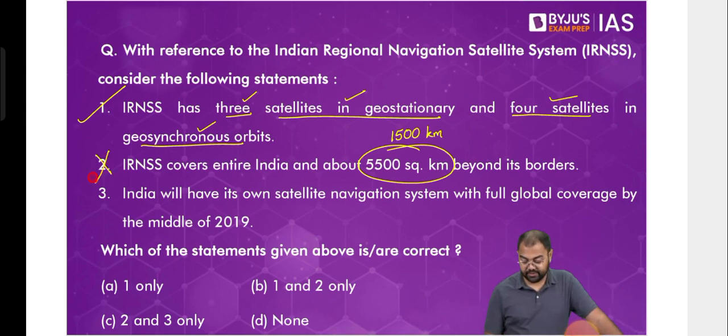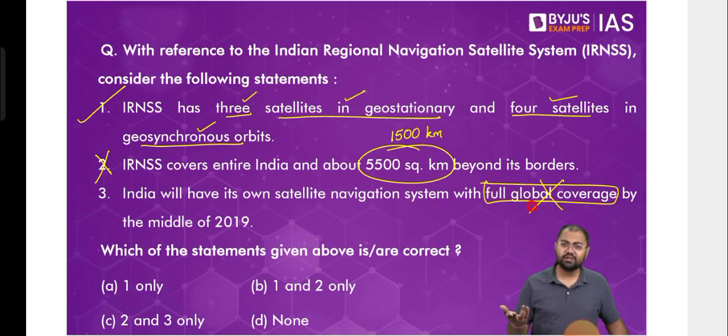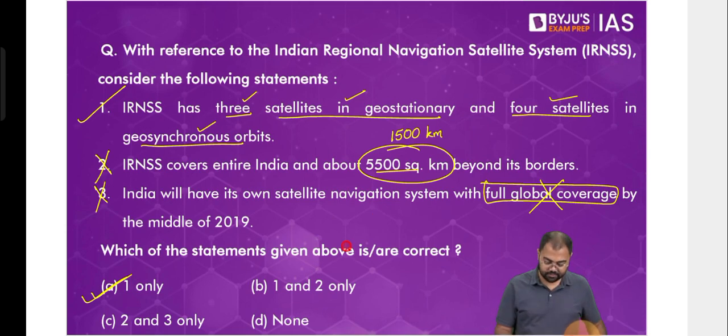India will have its own satellite navigation system with full global coverage by the middle of 2019. It's an Indian Regional Navigation Satellite System. We are not doing full global coverage. It covers India and 1,500 kilometers beyond Indian borders. So full global coverage is not even a factor. And the middle of 2019 has already gone 4 years back, and we did not really have anything like that. So 3 is wrong, so C especially cannot be your answer. The answer is A, that is 1 only. 2 and 3 are wrong because 2 is factually wrong and 3 is an extreme statement, and anyway it's not related to what we are actually trying to do.